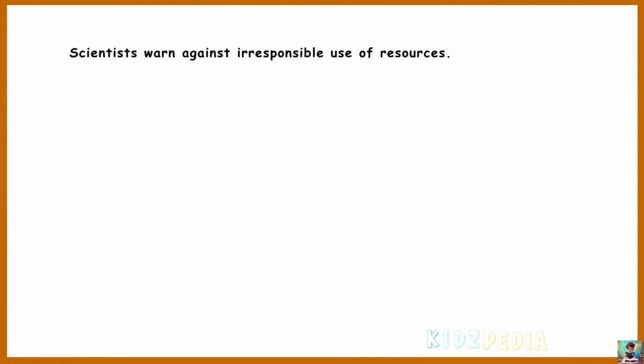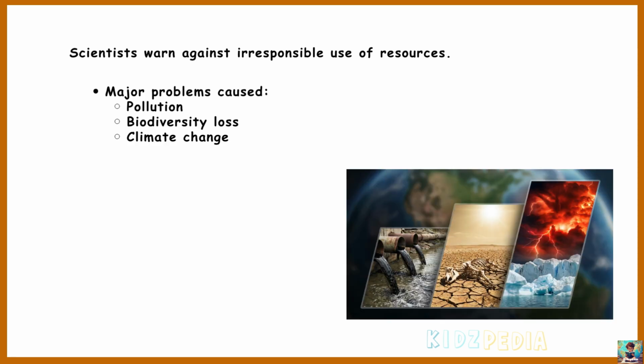Scientists have given us an important warning. They say that the irresponsible use of natural resources is causing serious problems for our planet. First is pollution. Air, water, and land are getting contaminated due to industries, vehicles, and waste. Then biodiversity loss. Plants and animals are disappearing because their habitats are being destroyed. Third is climate change. The Earth's temperature is rising, leading to problems like extreme weather, melting glaciers, and rising sea levels. And the most worrying part is that these problems are happening at a faster rate in recent years.